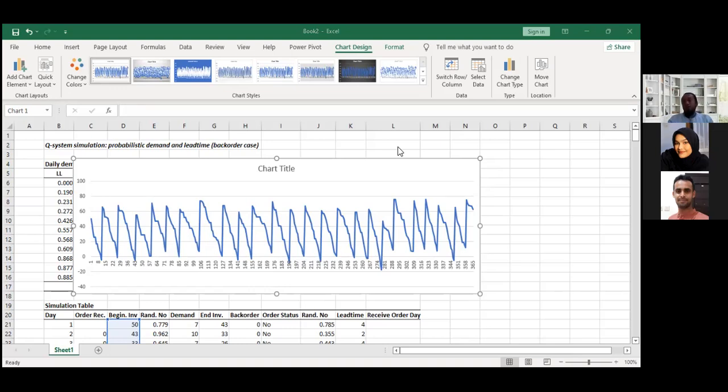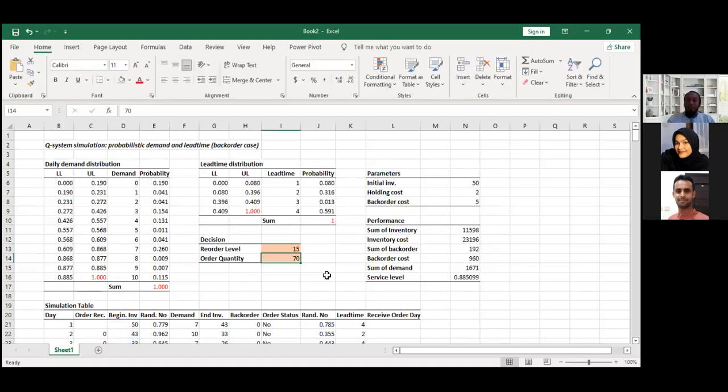Bullwhip effect? Bullwhip effect is the amplification of the demand, or of the error. Oh, I'm sorry, I need to delete this one because it blocked the calculation. The order quantity equal to 70 will be the order for our supplier.